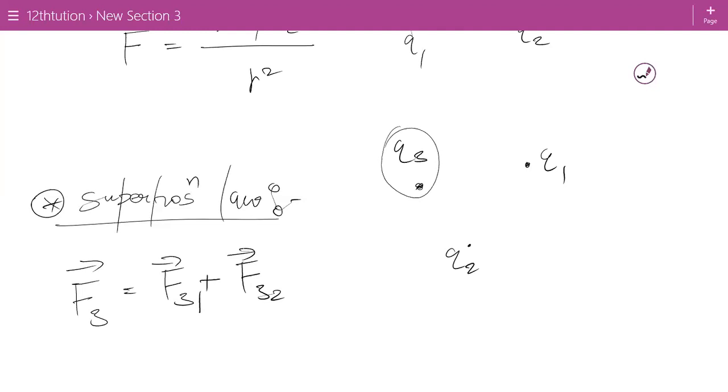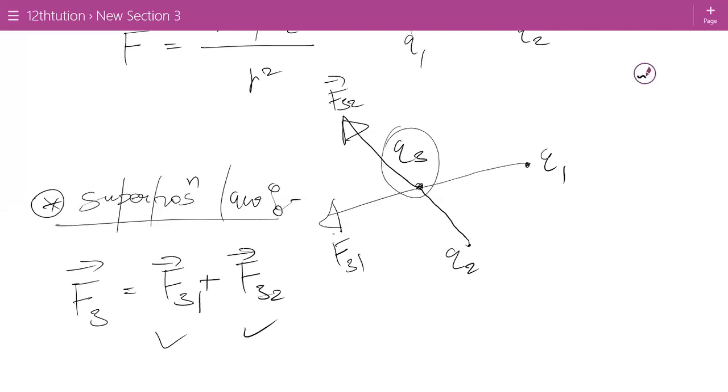So you can see here, the force on the third charge due to the second charge will be in this direction, and due to Q1 it will be in this direction. That is the force on the third charge due to 1, and that is the force on the third charge due to 2. If you add these two forces together, you will get the net force on the third charge. This is just vector addition, so you just have to add vectors.